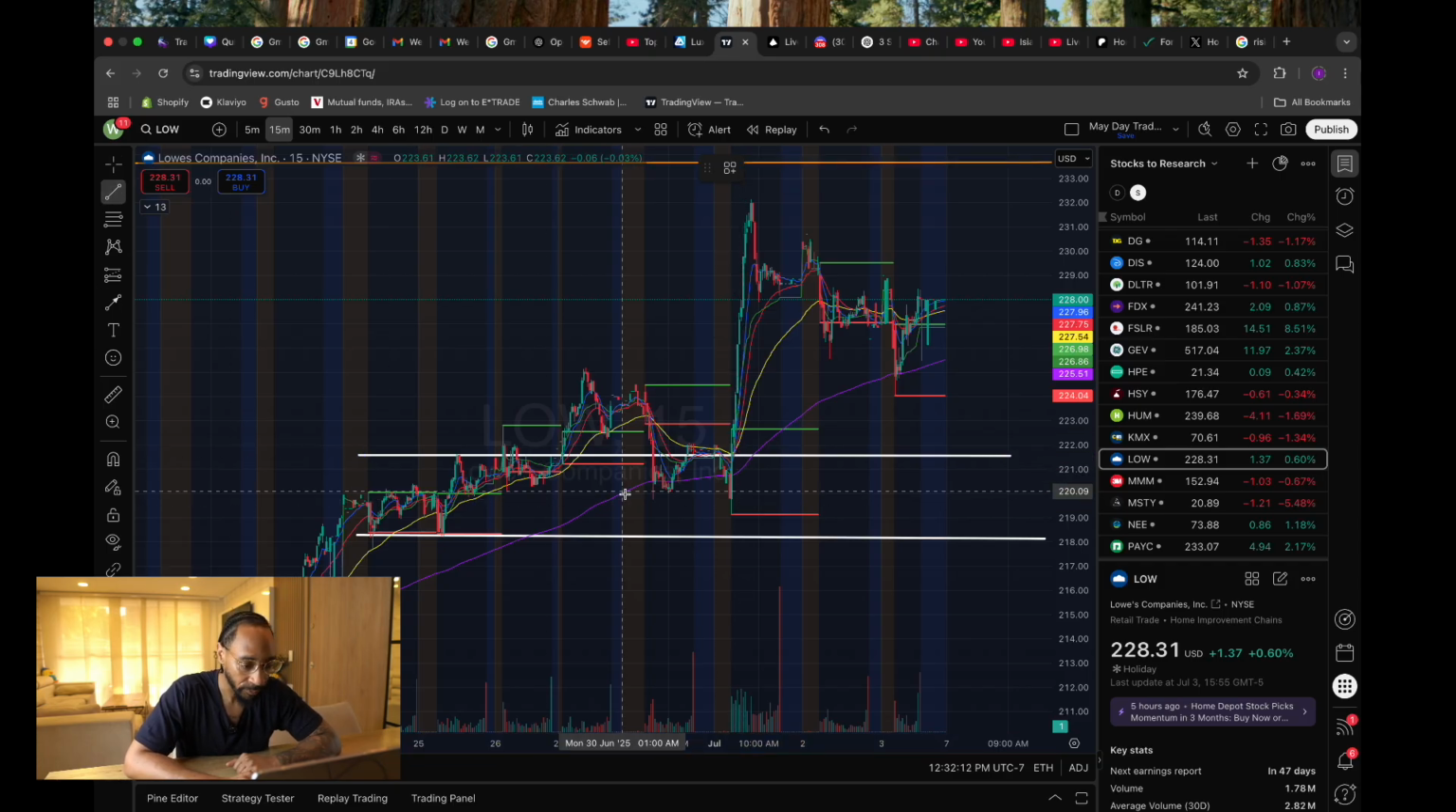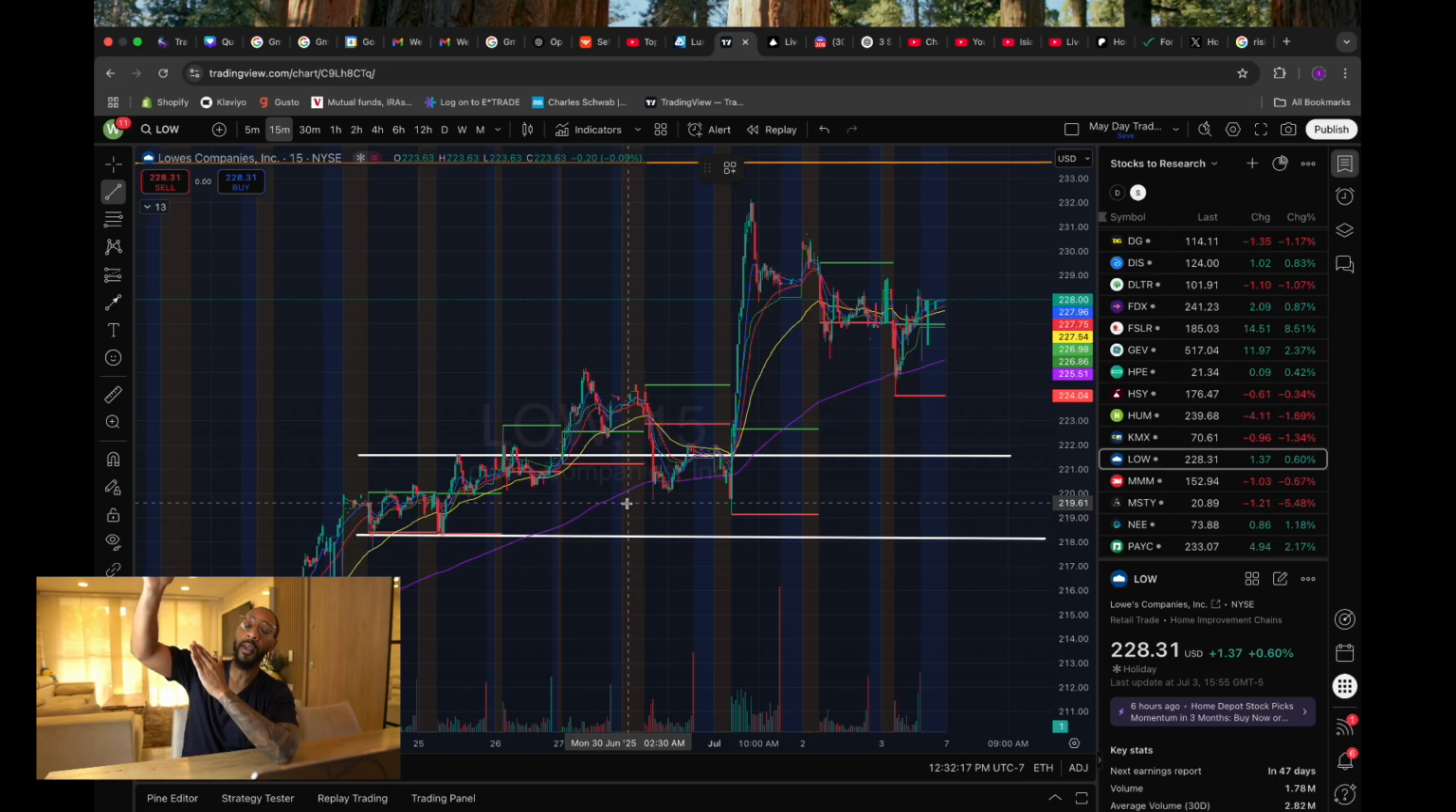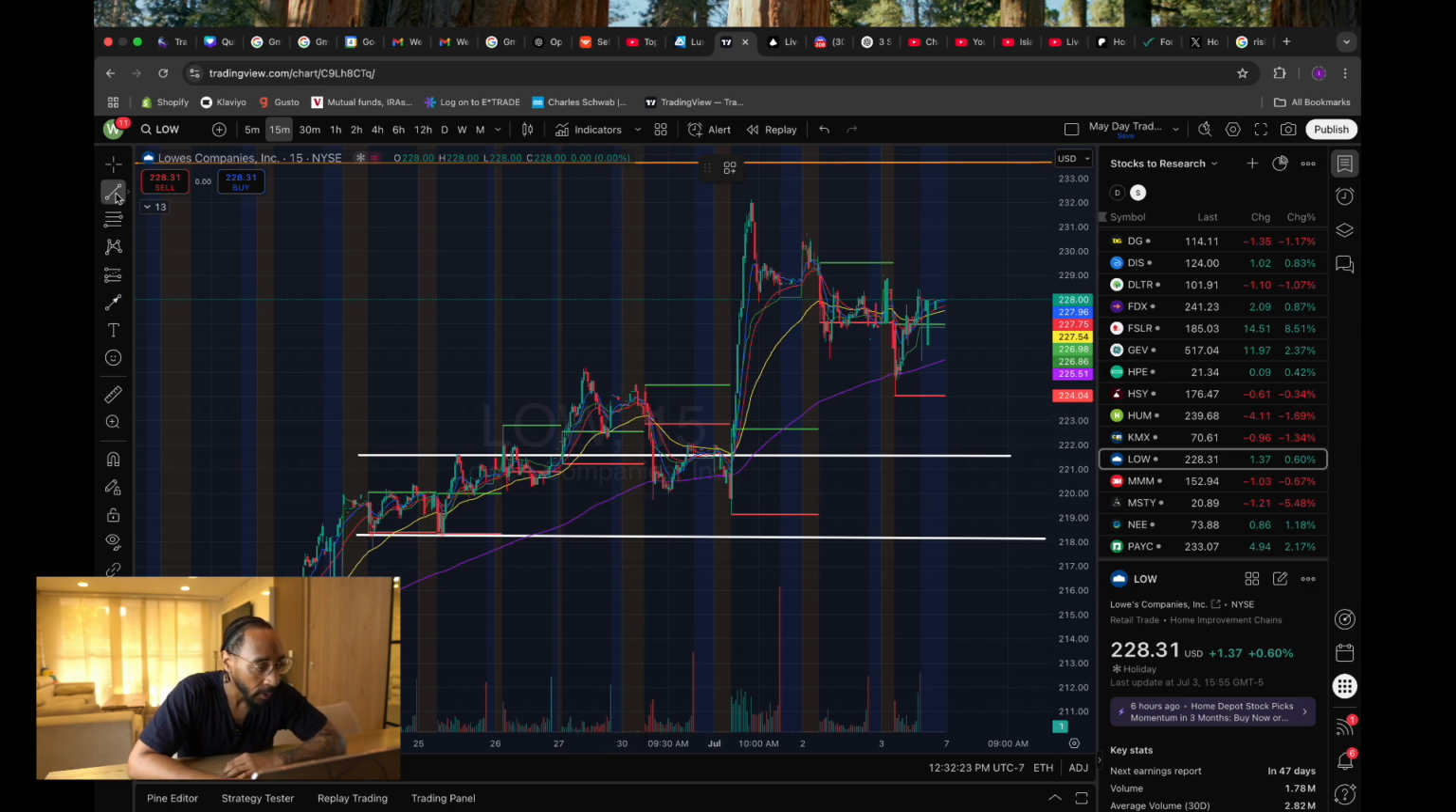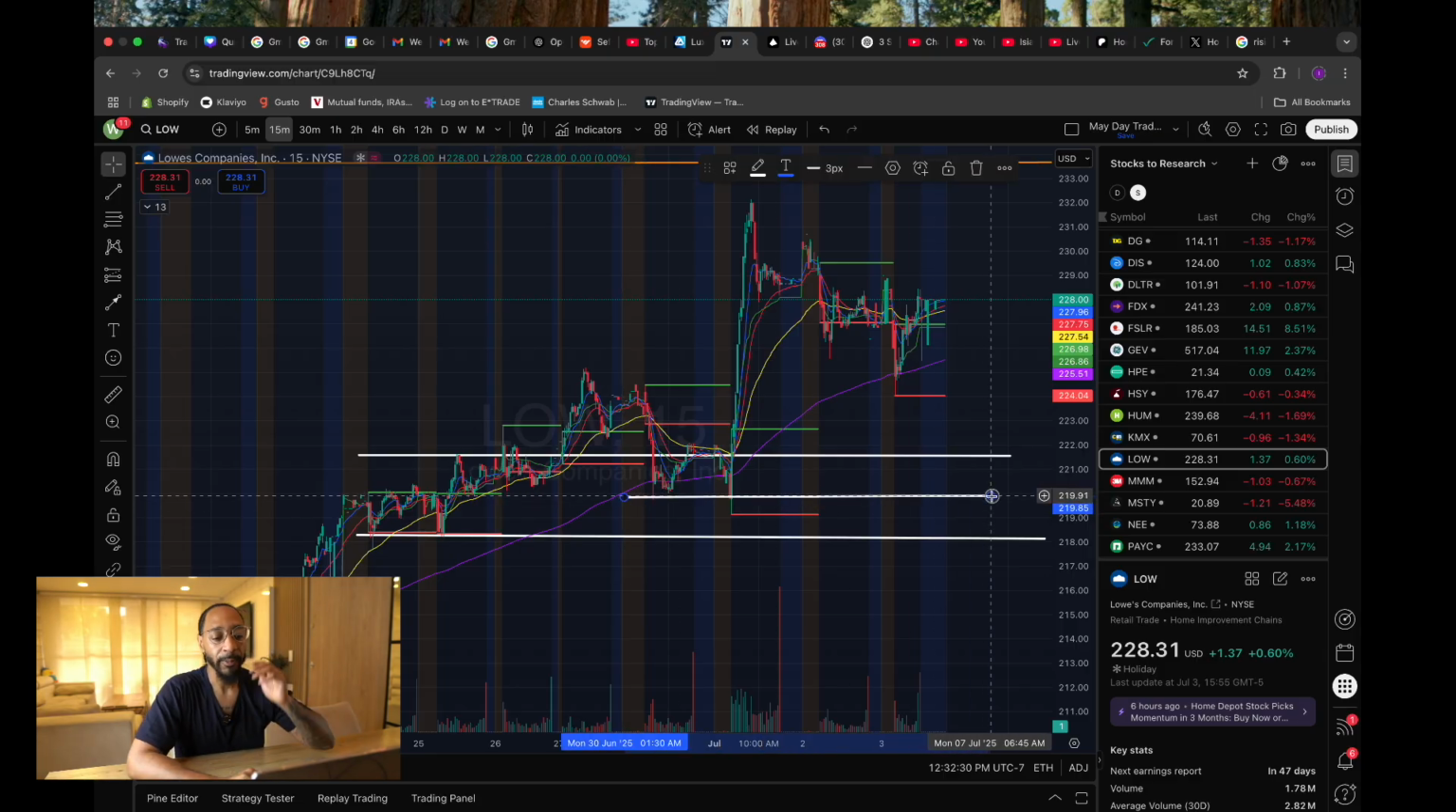So boom. And also remember, support turns into resistance when the stock goes up, and resistance turns into support when the stock comes down. All right. So we got this level right here. Boom. So, market structure, right?